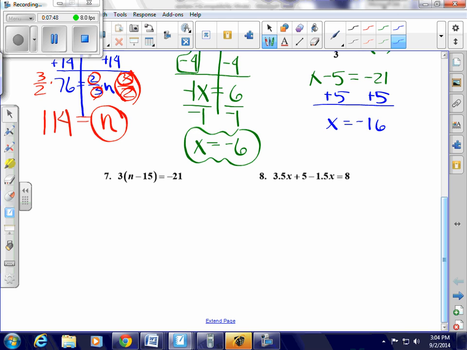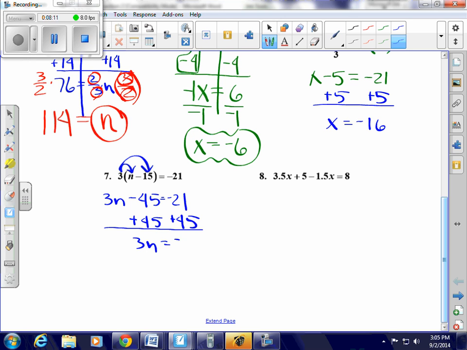Number 7. Always clear parentheses. As we learned in Unit 1, we cannot do anything if there are parentheses in a problem, so use the distributive property. 3n minus 45 equals -21. Now I need to get rid of the 3 and the minus 45. We're going to add 45 to both sides.